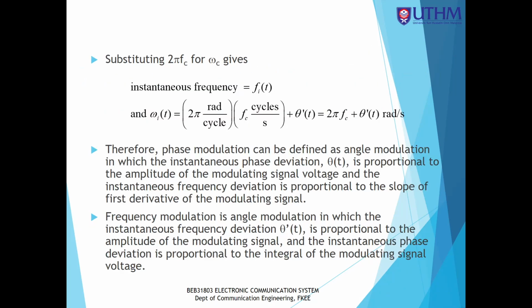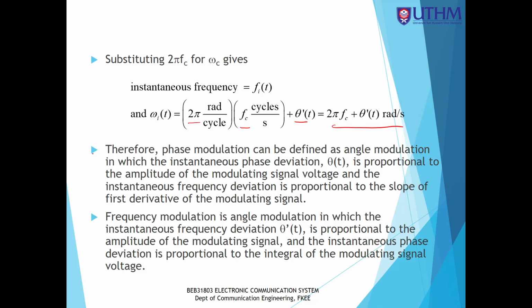And it has already been explained here, which is 2 pi Fc plus theta t, so the unit is radian per second. Therefore, phase modulation can be defined as angle modulation with instantaneous phase and so on.